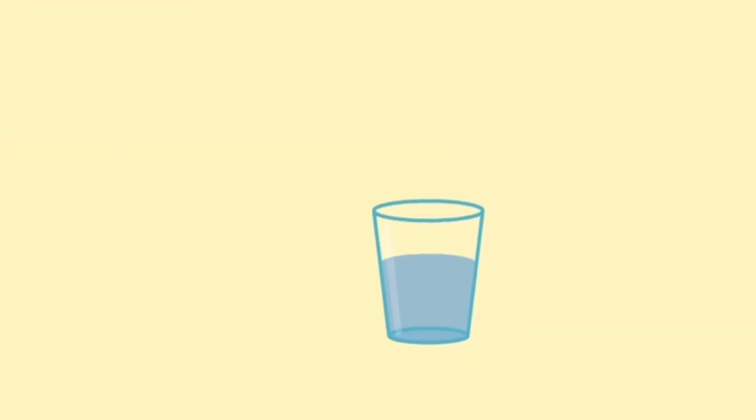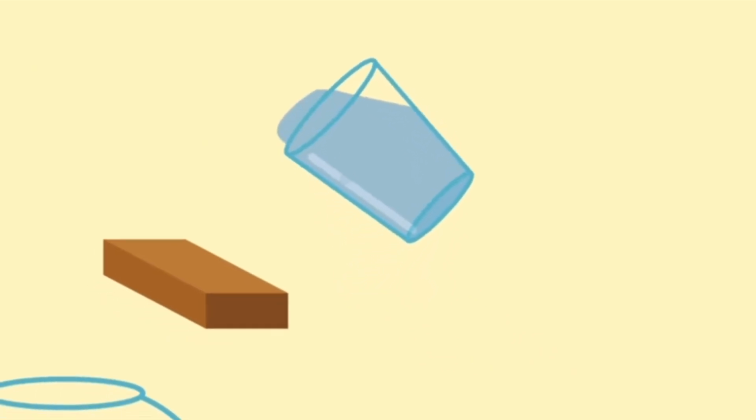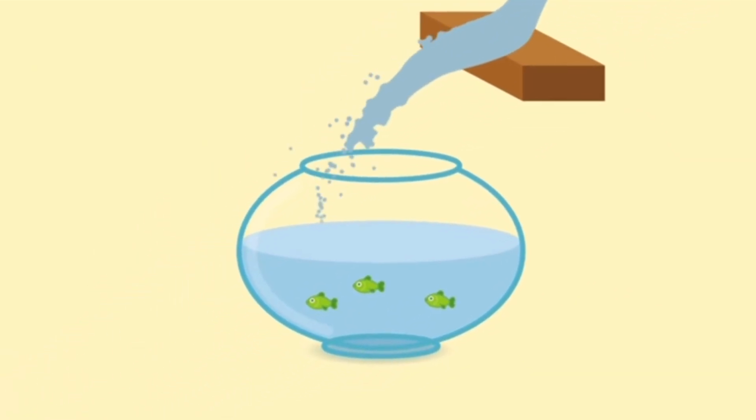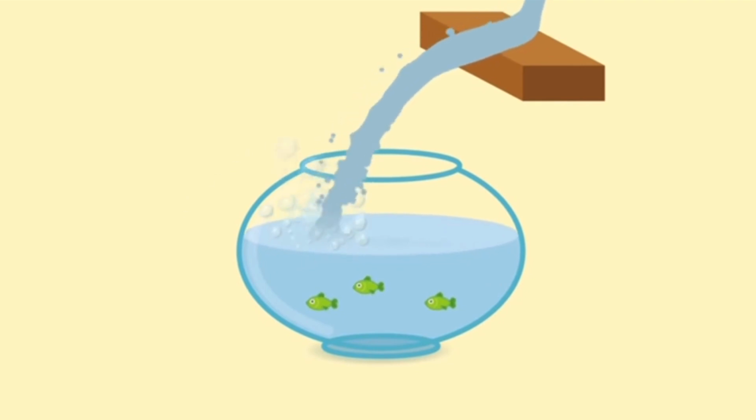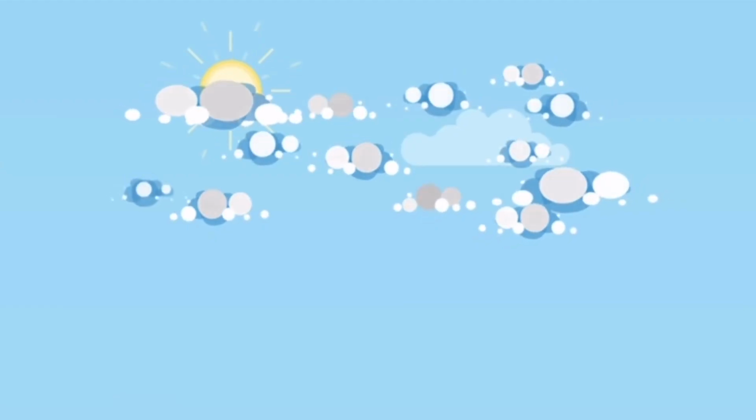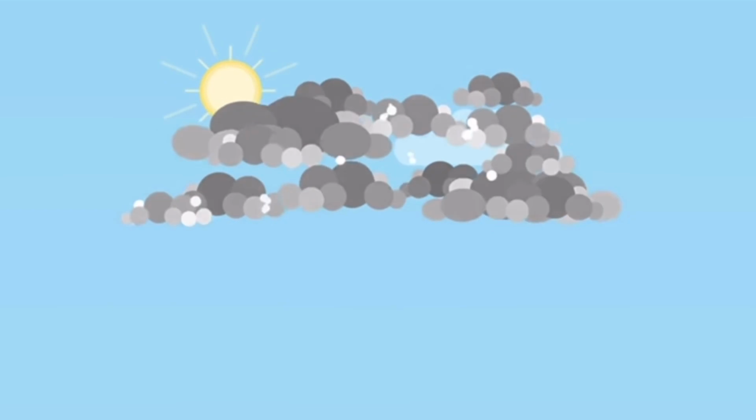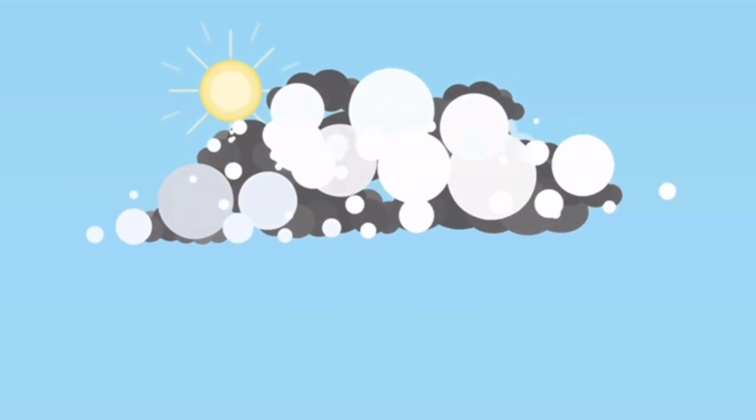A liquid can flow, which means it can be poured. So if you pour water into a fishbowl, it moves to become the shape of the fishbowl. This is known as condensation and is what causes clouds to form.